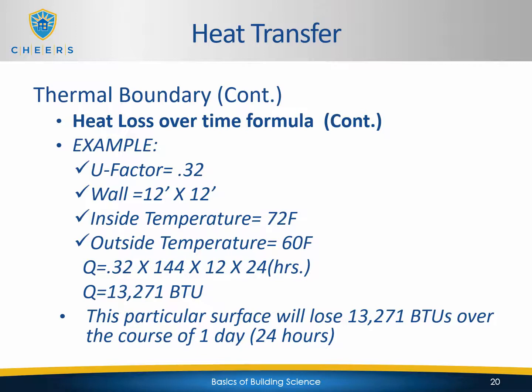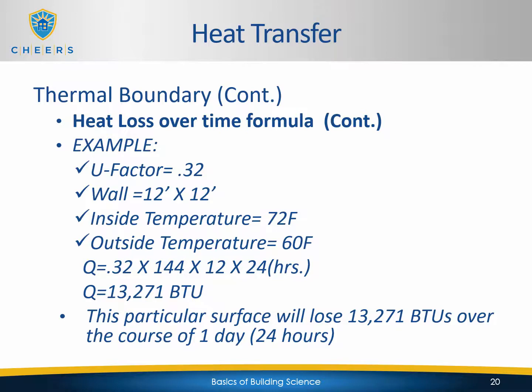So the formula is going to be Q equals 0.32, which is the U factor, times 144, which is the calculated area of the wall, which is 12 by 12, right? Times 12. That 12 is the delta T, the difference between 60 degrees on the outside and 72 degrees on the inside. That's a 12-degree difference. And that's times 24 hours, which is basically a day.